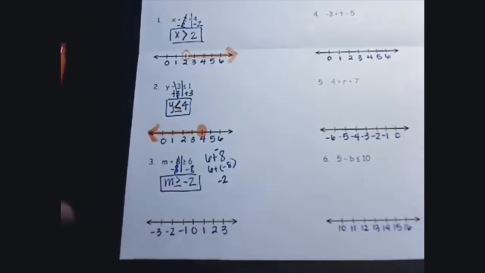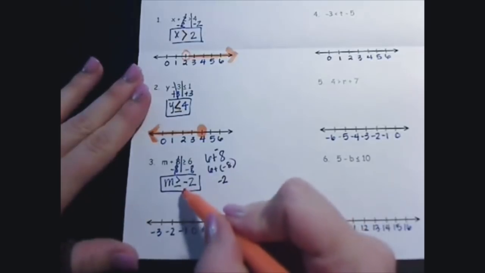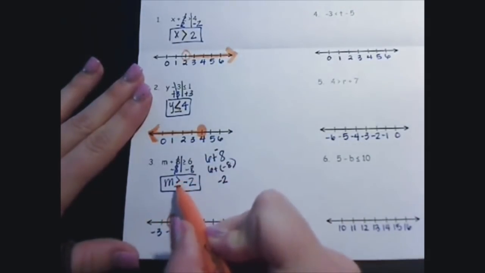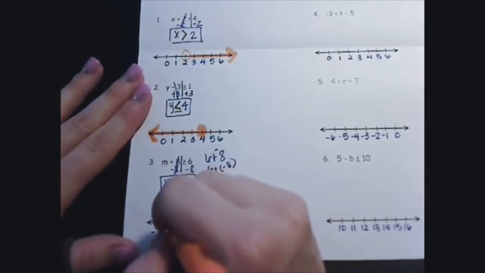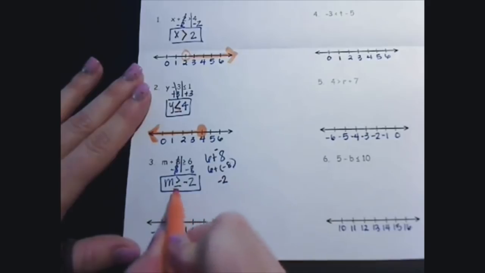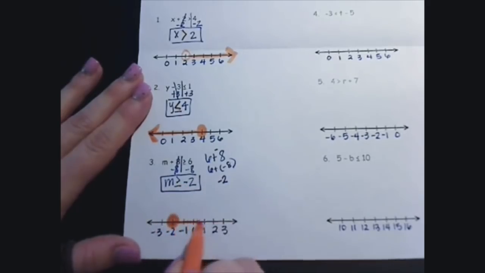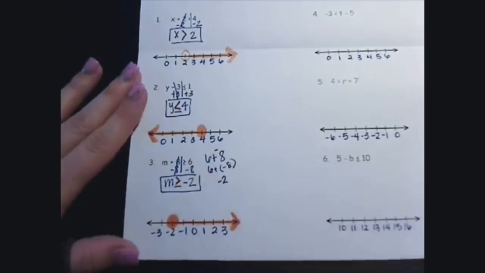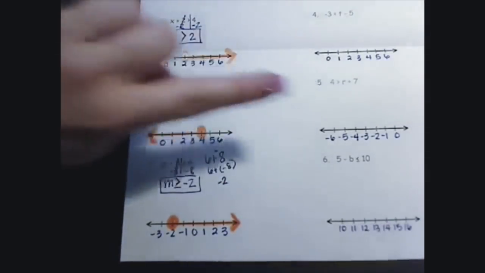All right, let's go ahead and graph this. So I'm going to have a circle on negative 2, and I want everything greater than or equal to negative 2. So since it could equal negative 2, I'm going to close it in. And I want everything greater than that, so that's to the right on a number line. All these numbers are greater than negative 2. Remember, your arrow should match your symbol. They should both point the same direction.